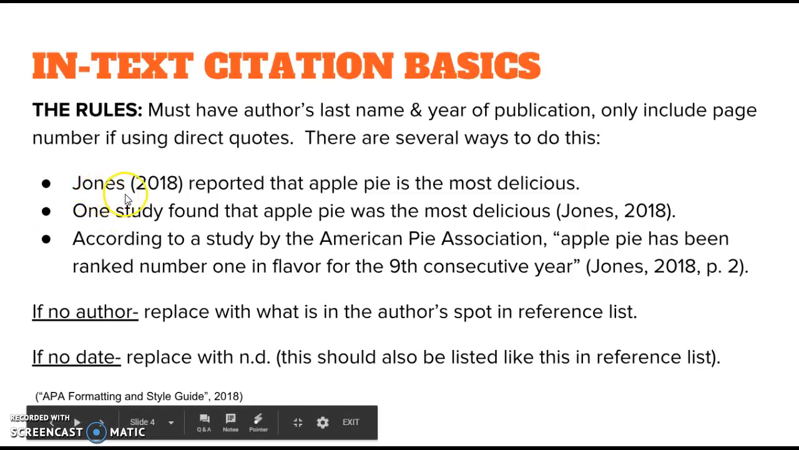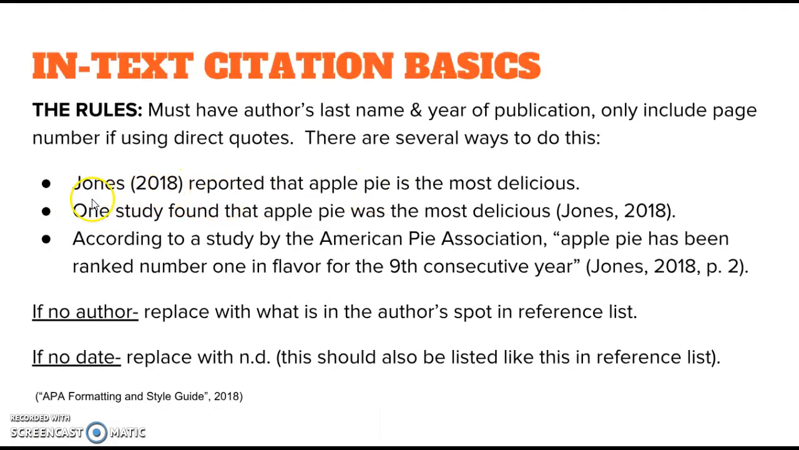First, you can have the author's name and then the year in parentheses and then the basic idea that you're using. You could also put the idea first and then at the end have the name and the year in parentheses. And last, if you're using direct quotes right from the article, you want to make sure to have the author's name, year, and page number listed. So those are the basics.